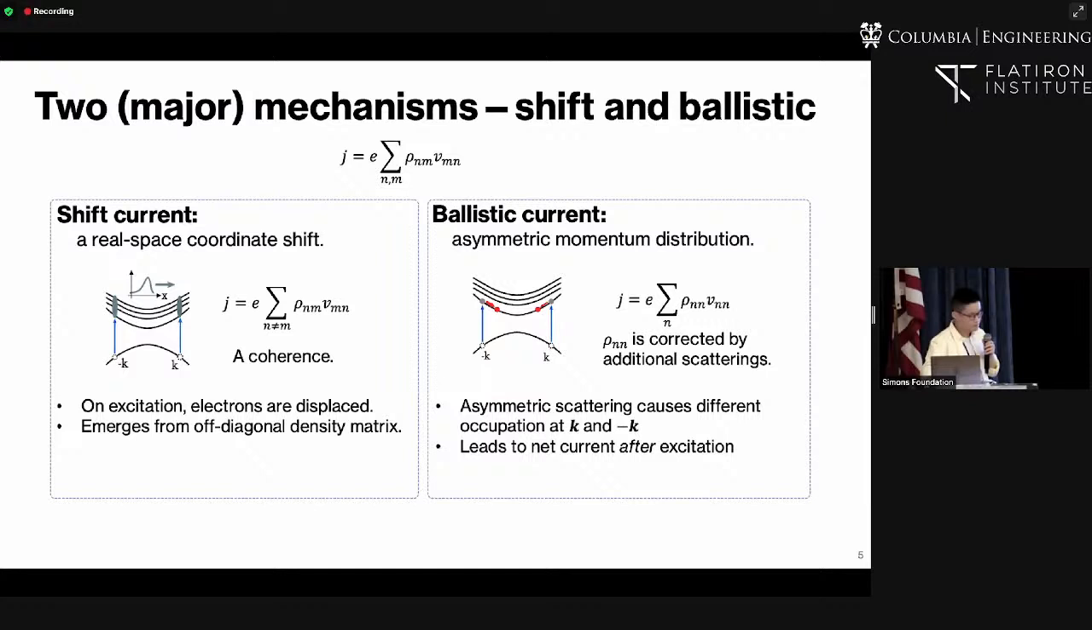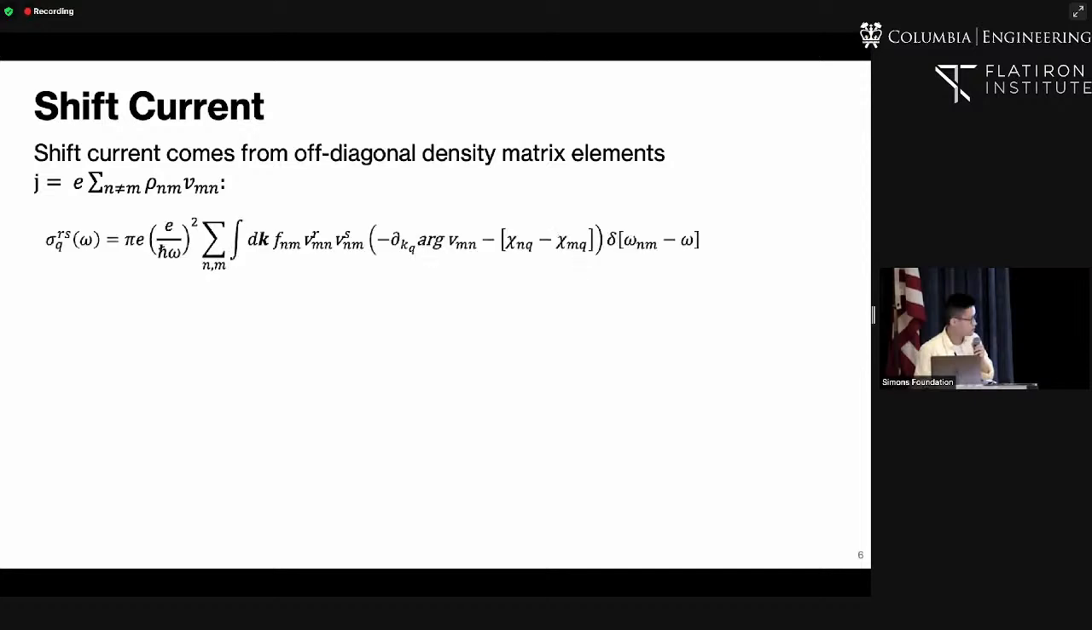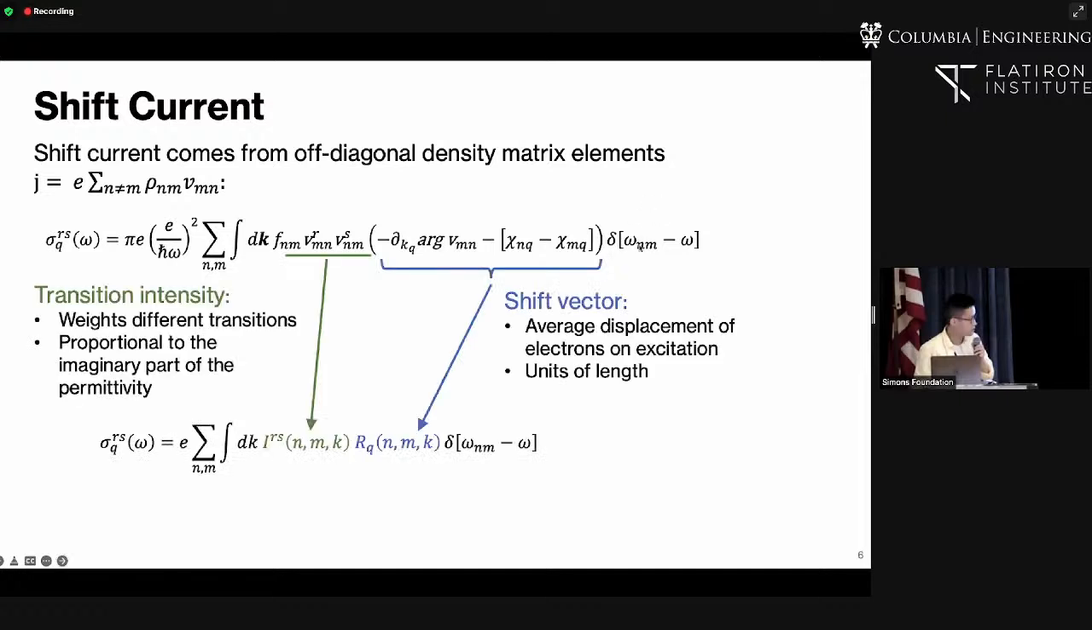And for shift current, if you follow this idea that the shift current comes from the off-diagonal density matrix elements, you can do some perturbation theory to it, and you will end up with this expression that, as I promised before, has basically two components. One is the so-called transition intensity. So basically it tells you how many electron-hole pairs will be generated during the photoexcitation. And the other component is the so-called shift factor. It has a unit of length. So this quantity tells you how large the real space shift is during the photoexcitation.